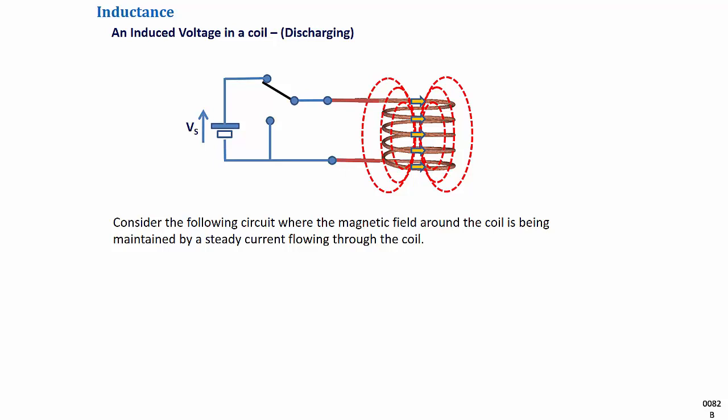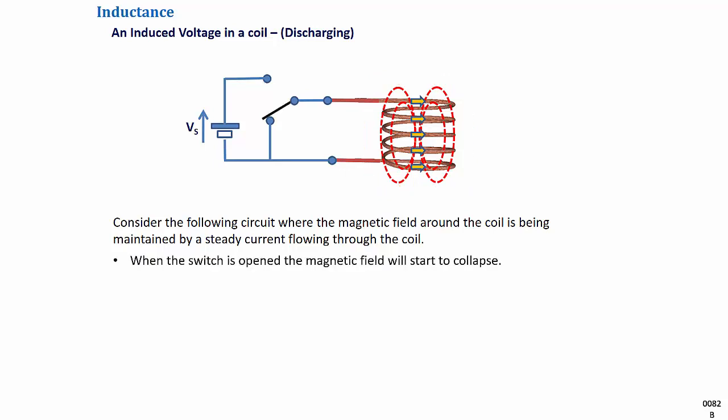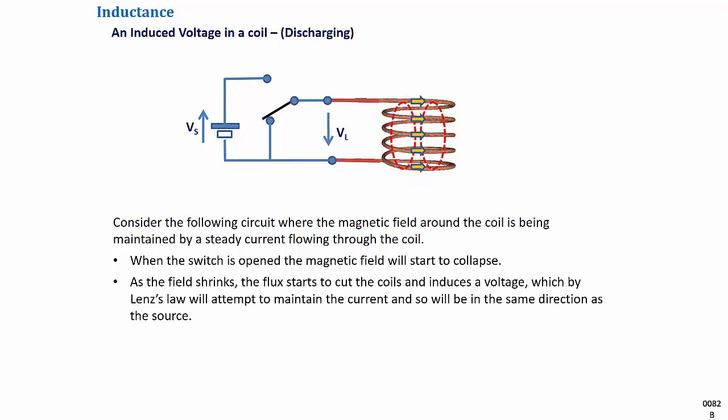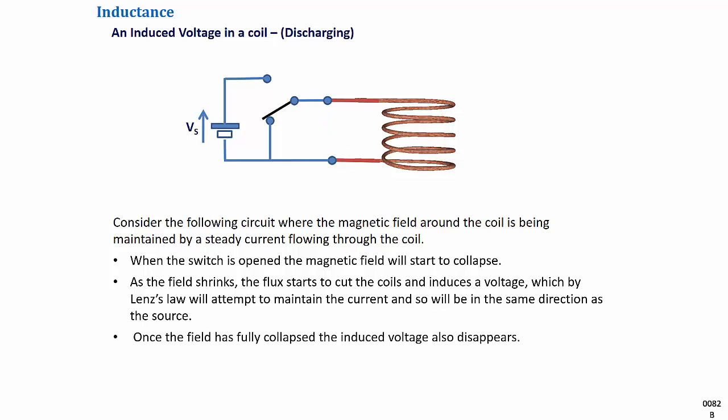Consider the circuit shown where the magnetic field around the coil is being maintained by a steady current flowing through the coil. When the switch is opened, the magnetic field will start to collapse. As the field shrinks, the flux starts to cut the coils and induces a voltage, which by Lenz's law will attempt to maintain the current and so will be in the same direction as the source. Once the field has fully collapsed, the induced voltage also disappears.